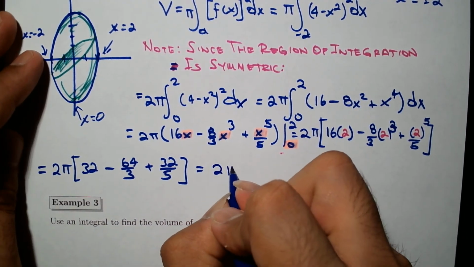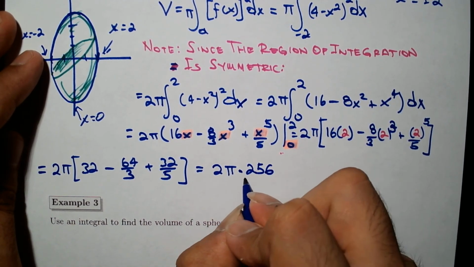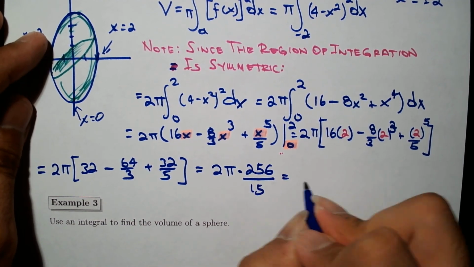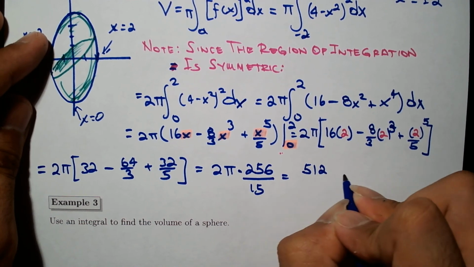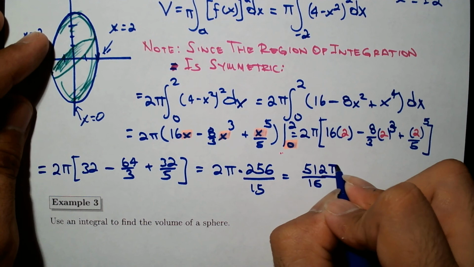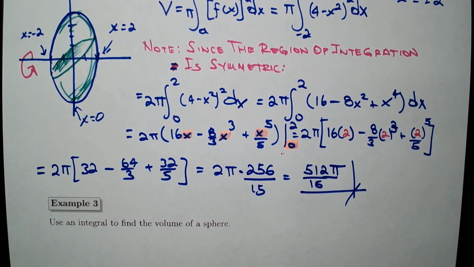So 2 pi times 256 over 15, which is the same as 512 pi over 15. And that's the final answer. So those were a couple of examples in which we find volumes of solids by integration.